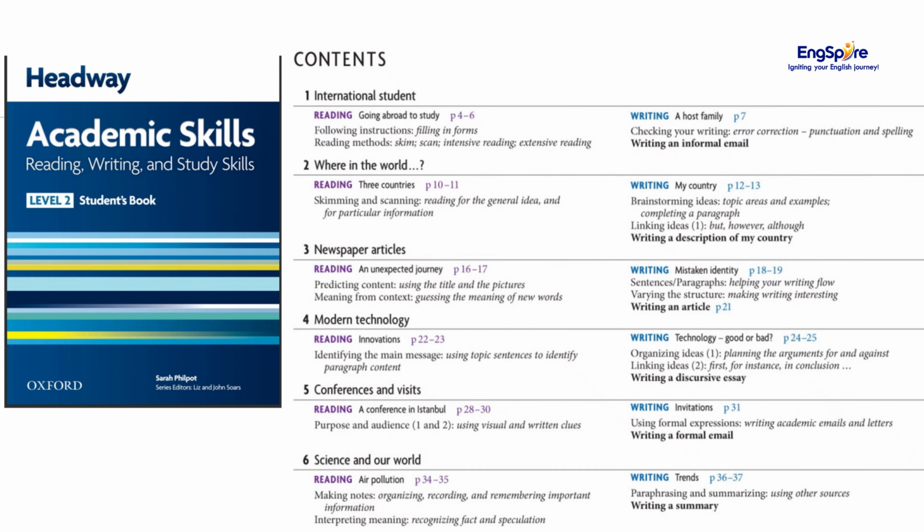So this is an example of a skill-based lesson. When looking at the contents, we can see that it focuses on developing students' reading, writing, and study skills. The main aim is not to teach new grammar, but to help learners improve their ability to understand text, write effectively, and use academic learning strategies.